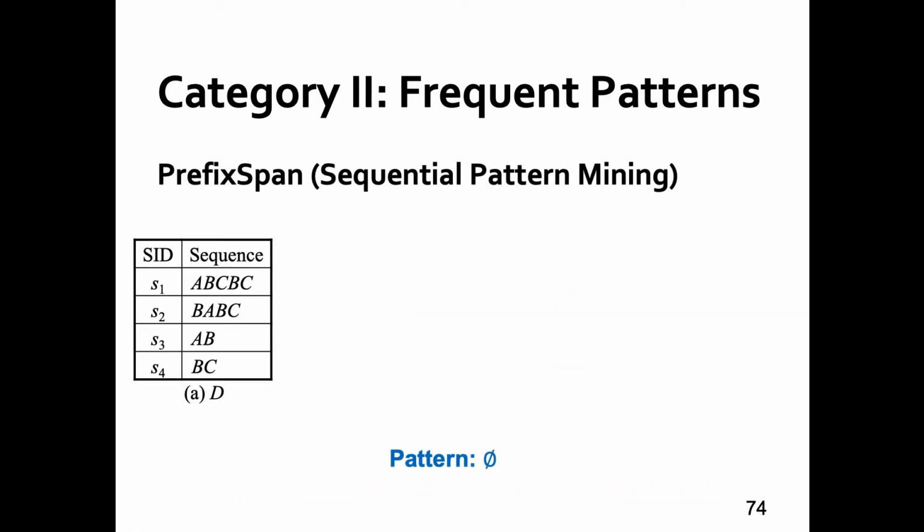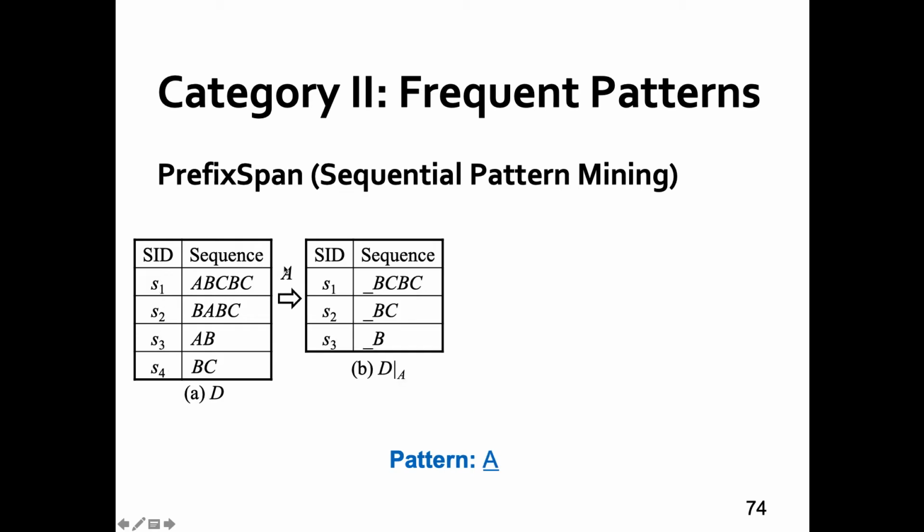Let us now illustrate the idea of prefix projection by considering the problem of mining frequent subsequence patterns from a sequence database. Here, we can see that database D has 4 sequences. If we consider pattern A, then S4 is filtered as it has no A, and the underscored positions are those that match A. We call such a database a projected database, projected by pattern A.